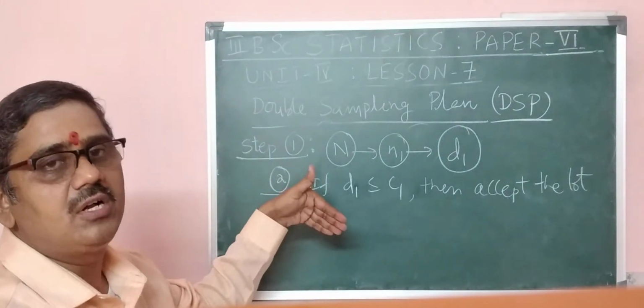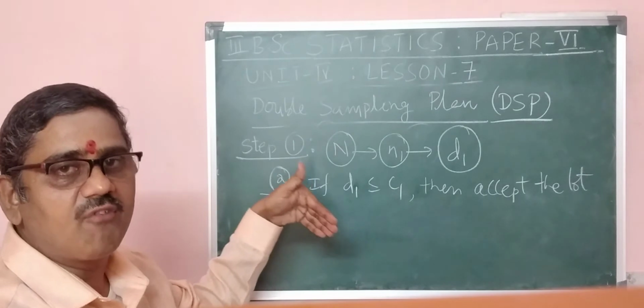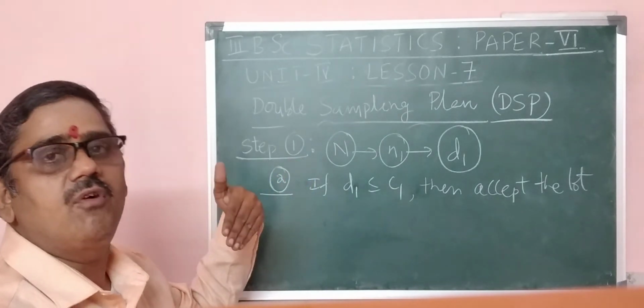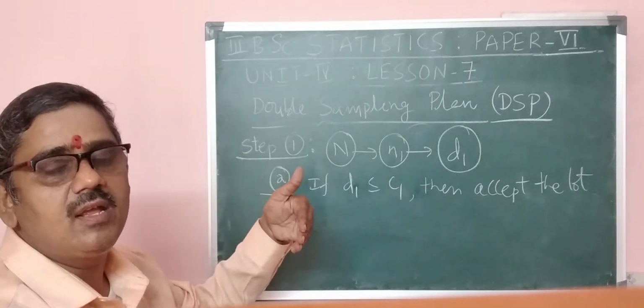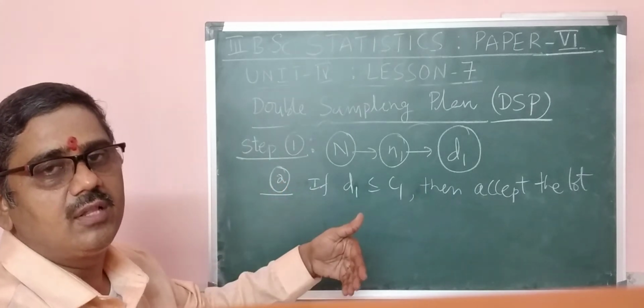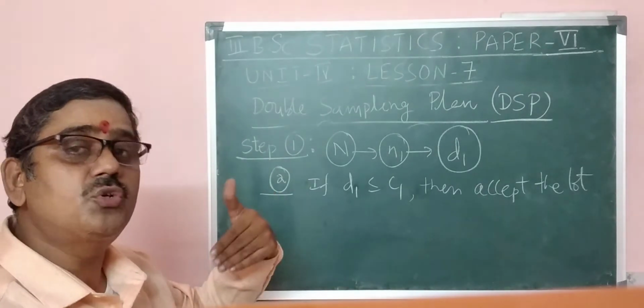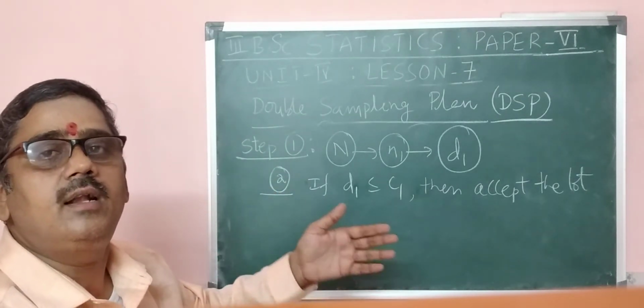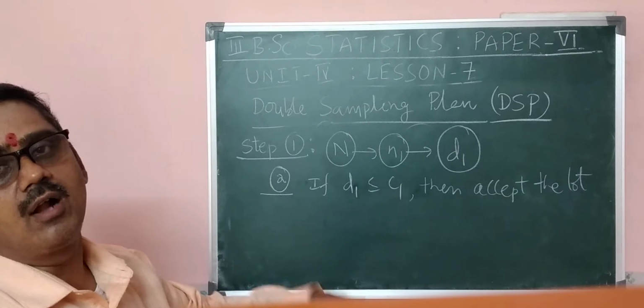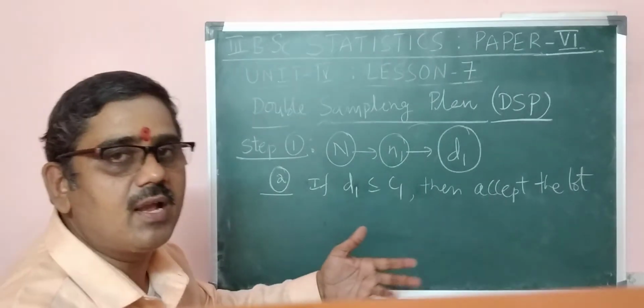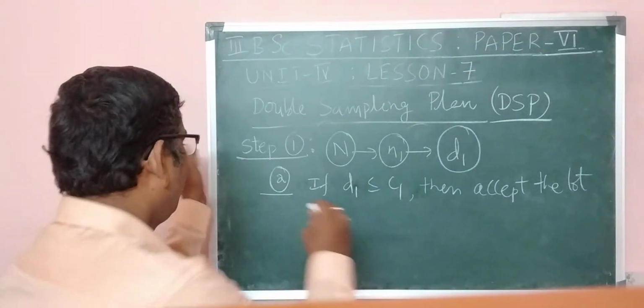and replace the defective items found in this particular first sample with non-defectives, that is good ones. For example, if 2 defective items are found, we have to replace those 2 defective items and accept the lot. The lot is accepted by doing this particular procedure, right?